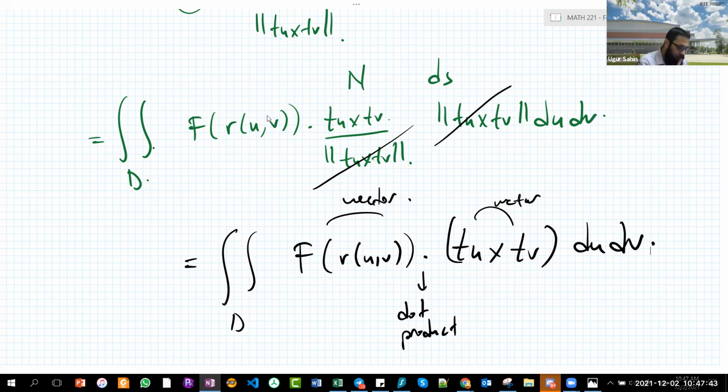So now let me give you a short break. After the break, I'm going to show you a nice example about the surface integral. Then we are going to see the Stokes theorem, and then we are going to stop there. All right, guys. See you soon.